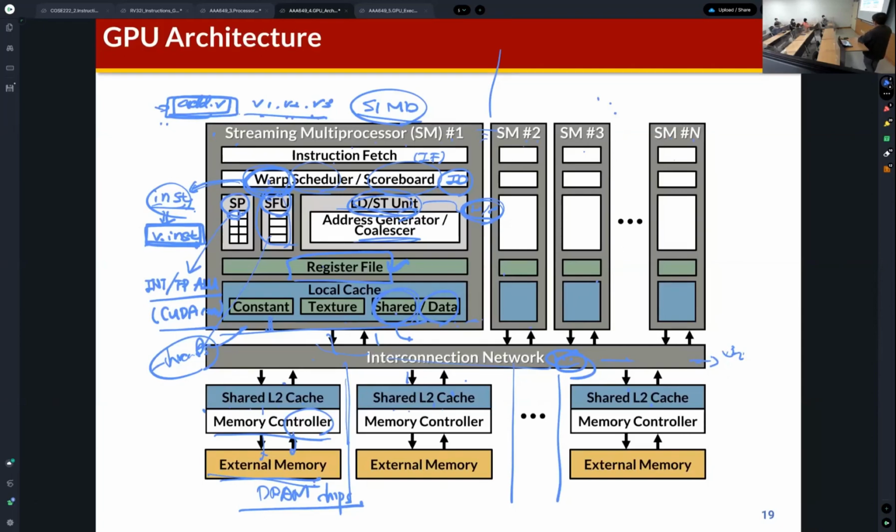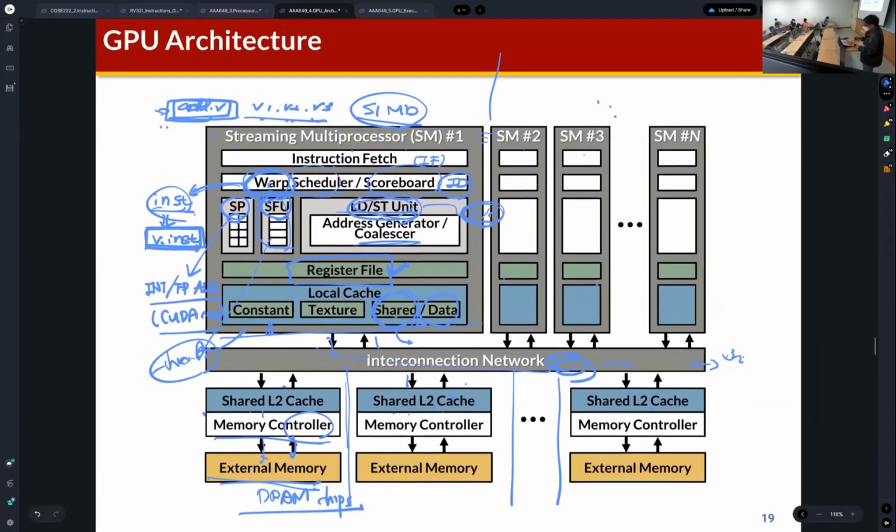And actually, I think I don't have time for this in this class, but in the next class, I will also explain the details inside of the SM. But just try to understand the overall architecture. Okay.